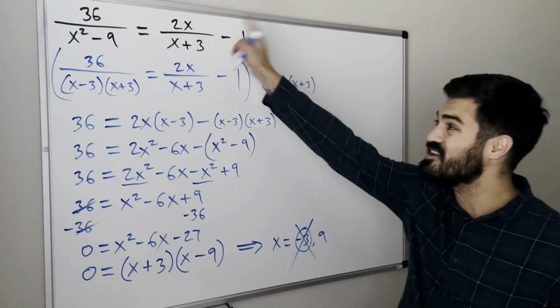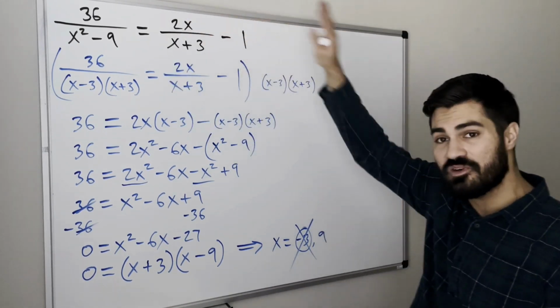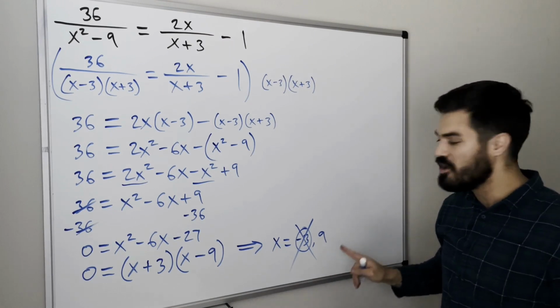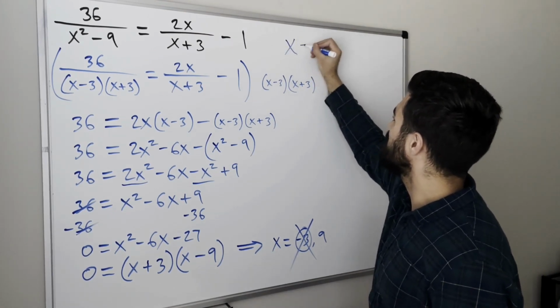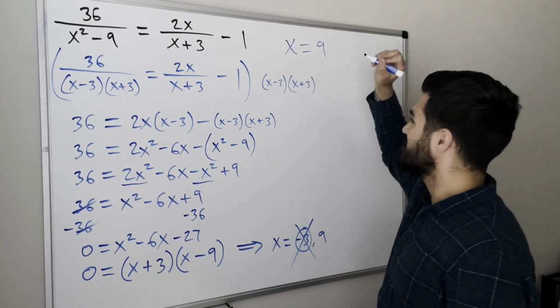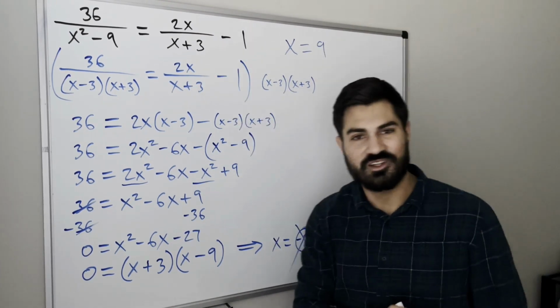Turns out that 9 is going to work. 9 is going to satisfy this original equation. If you don't believe me, go back and check it yourself. So the solution set to this original equation is just 9. 9 is the only solution to this original equation.